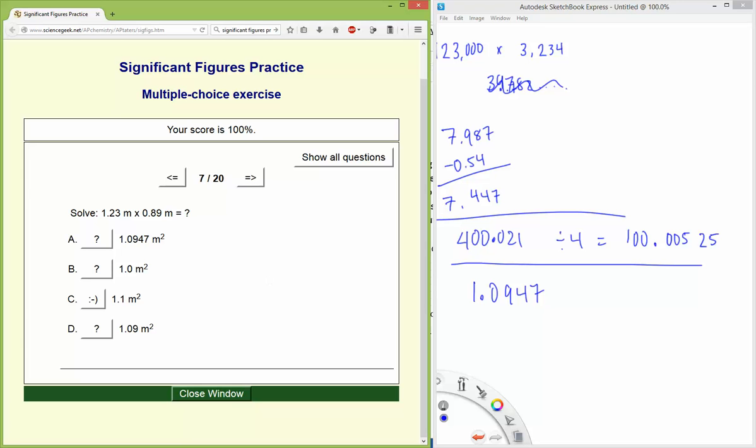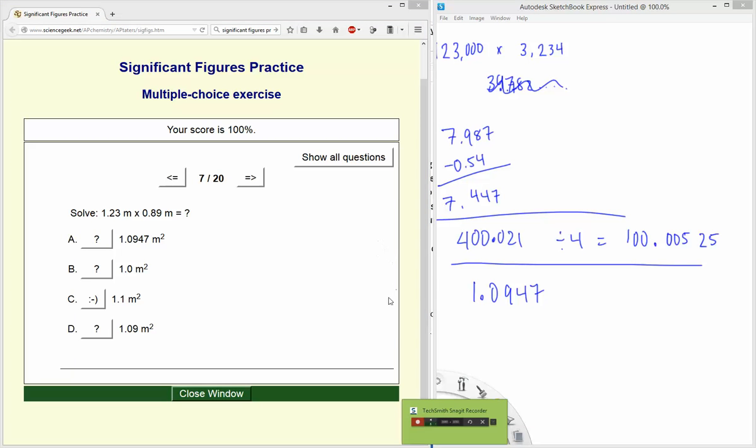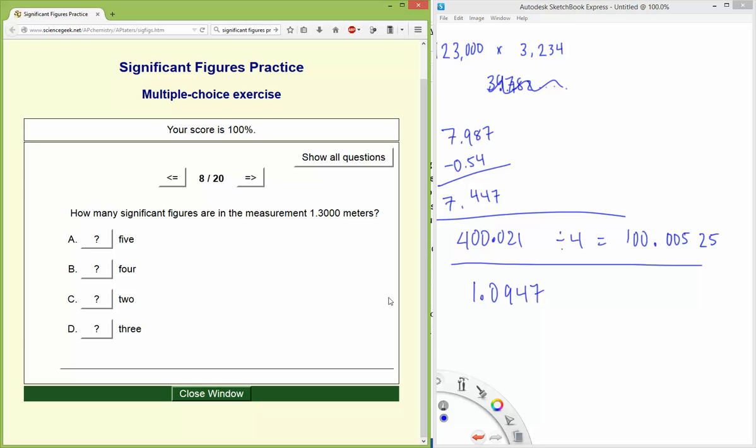All right, how many significant figures do we have in this measurement? 1.3000 meters. Two, five, three, four? Five, right? Because the zeros that trail after the decimal place are significant, so we're going to say five. You got it.